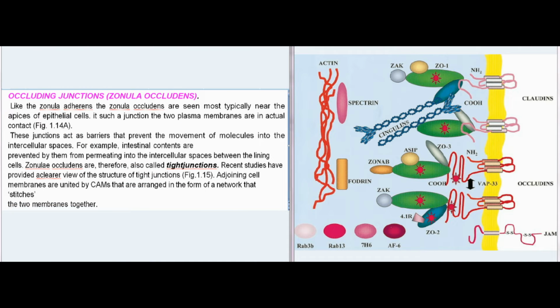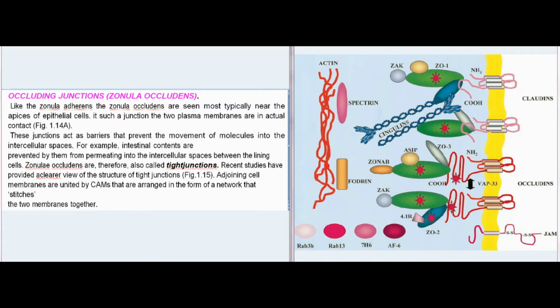Occluding junctions, zonula occludens. Like the zonula adherens, the zonula occludens are seen most typically near the apices of epithelial cells. At such a junction the two plasma membranes are in actual contact, Fig 1.14a. These junctions act as barriers that prevent the movement of molecules into the intercellular spaces. For example, intestinal contents are prevented by them from permeating into the intercellular spaces between the lining cells. Zonulae occludens are, therefore, also called tight junctions.